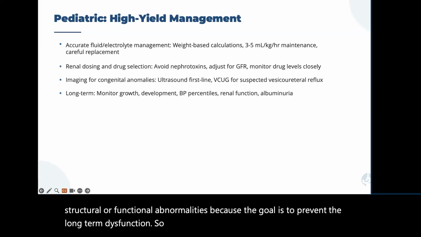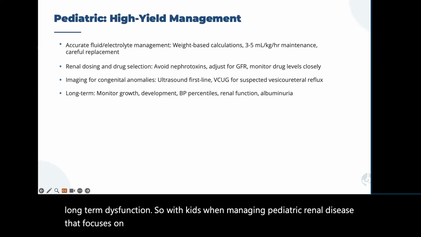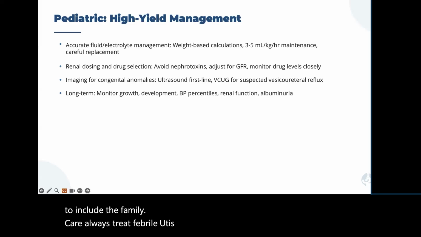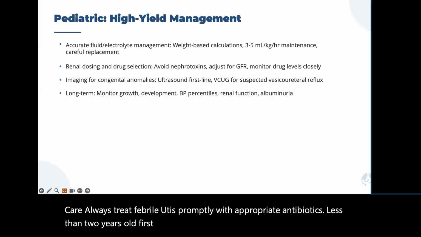So with kids, when managing pediatric renal disease, the focus is on early recognition and reversing the damage. And remember to include the family in the care. Always treat febrile UTIs promptly with appropriate antibiotics. Less than 2 years old, first UTI, renal bladder ultrasound.